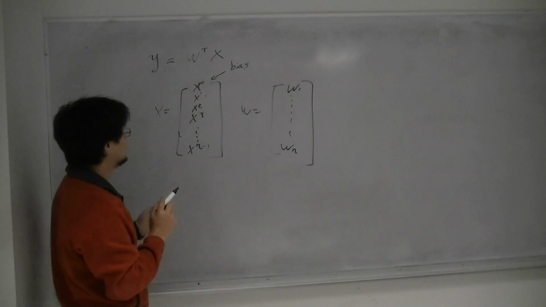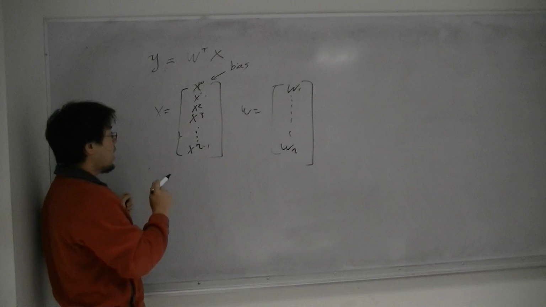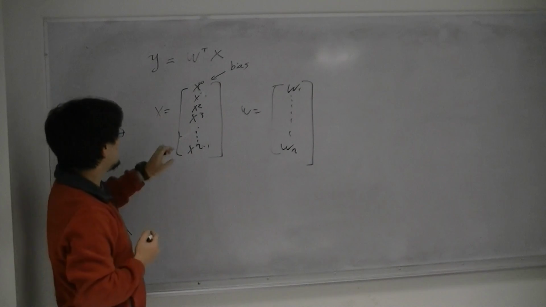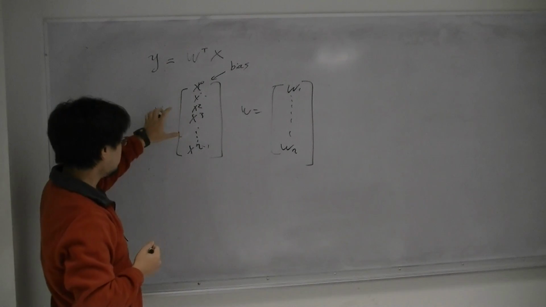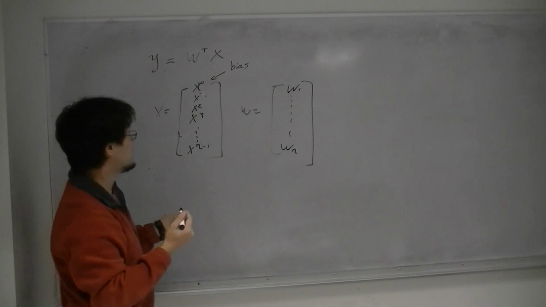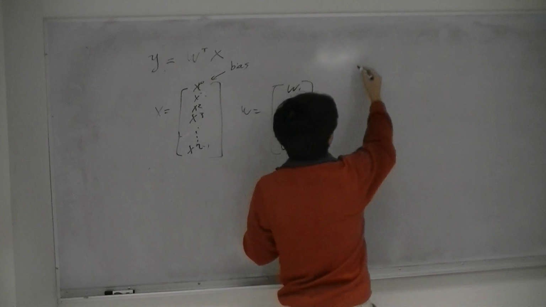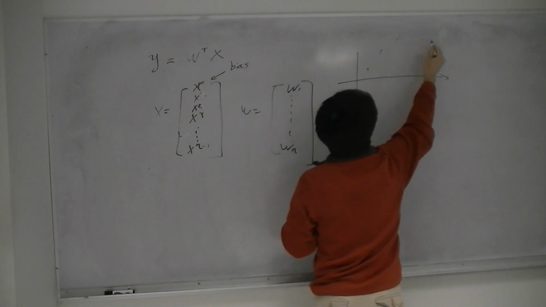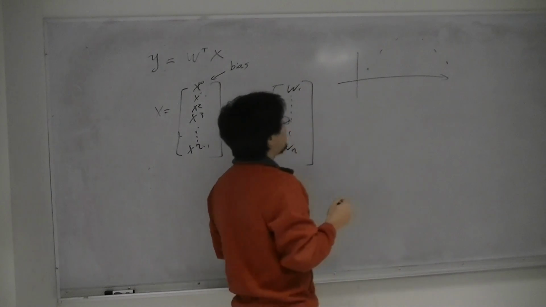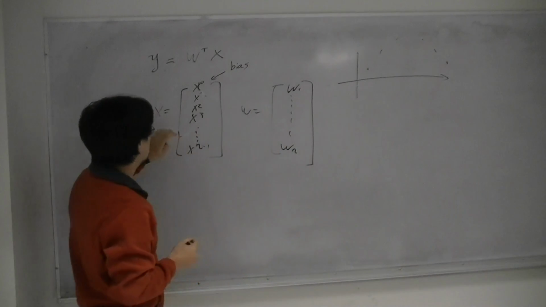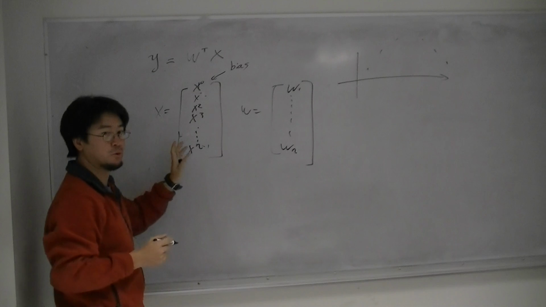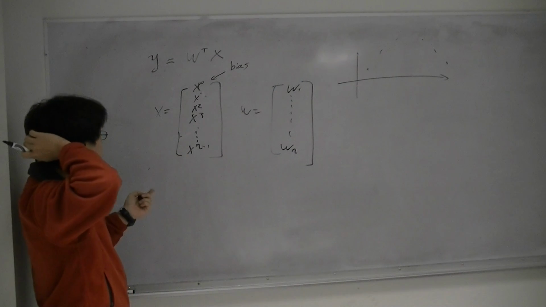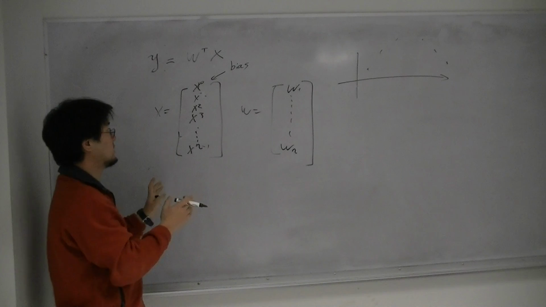One problem here is how many terms do we need? We should keep like 5 terms or 100. For example, if you have data like this, how many terms do you need to use? By the way, this is called model selection.